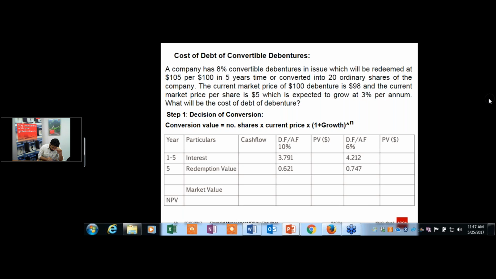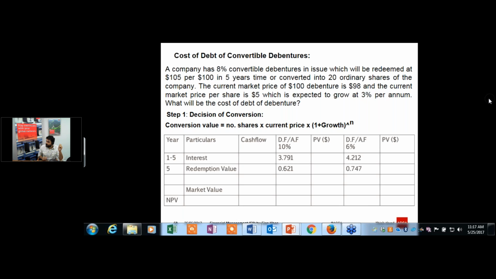What we have to do is just take the 20 shares. There will be 20 shares after 5 years. The current price is 5. It is not a relevant figure for us. We need to have a share price after 5 years rather than the current share price. But to calculate the share price after 5 years, we need the current price. So the price is of today, and it will grow at 3% per annum. So 1.03 for 5 years, so raised to the power 5.